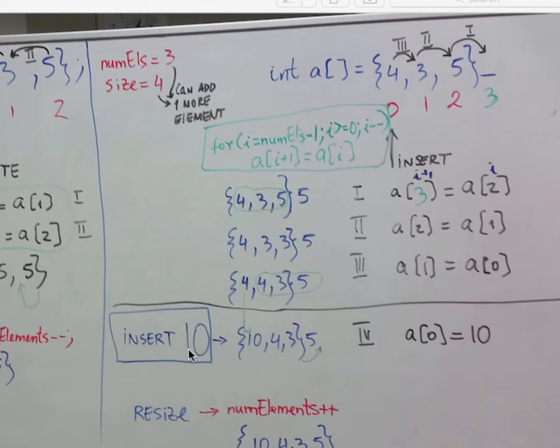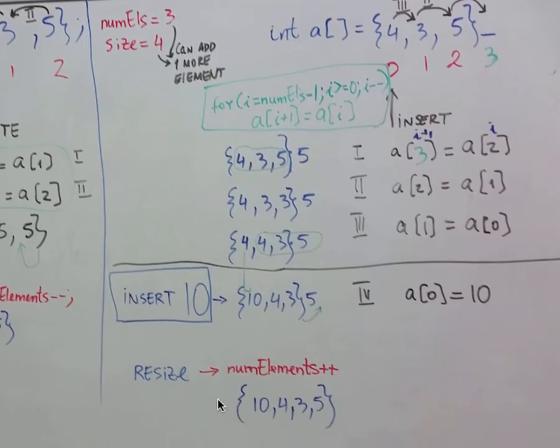And then the next one is, let's say you want to insert a number. We were trying to insert at the beginning of this array. So you insert a 10 in here. That means A0 is equal to 10. And at that point you have an array 10, 4, 3, 5. Then when you resize the array, or number of elements plus plus, you can redraw the curly brackets like so. Make sense?